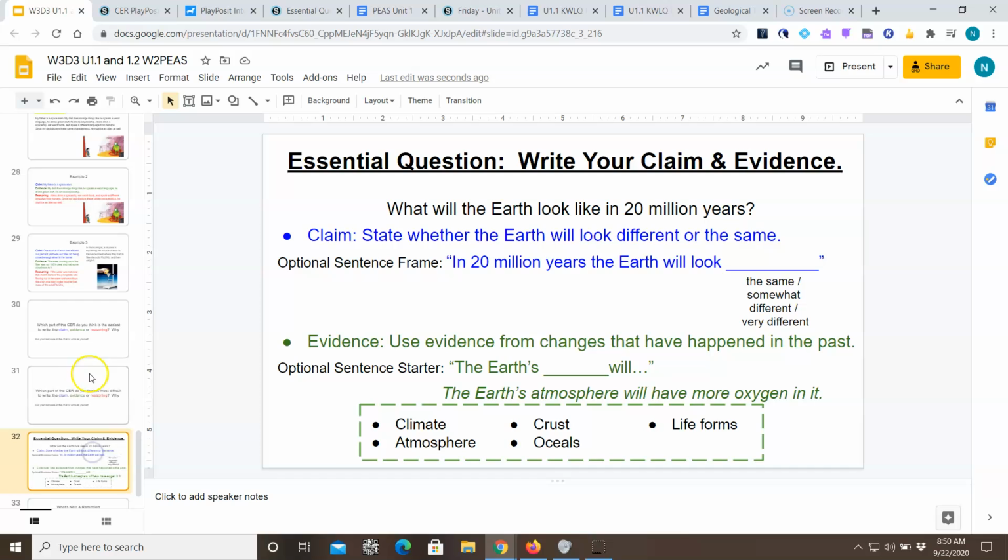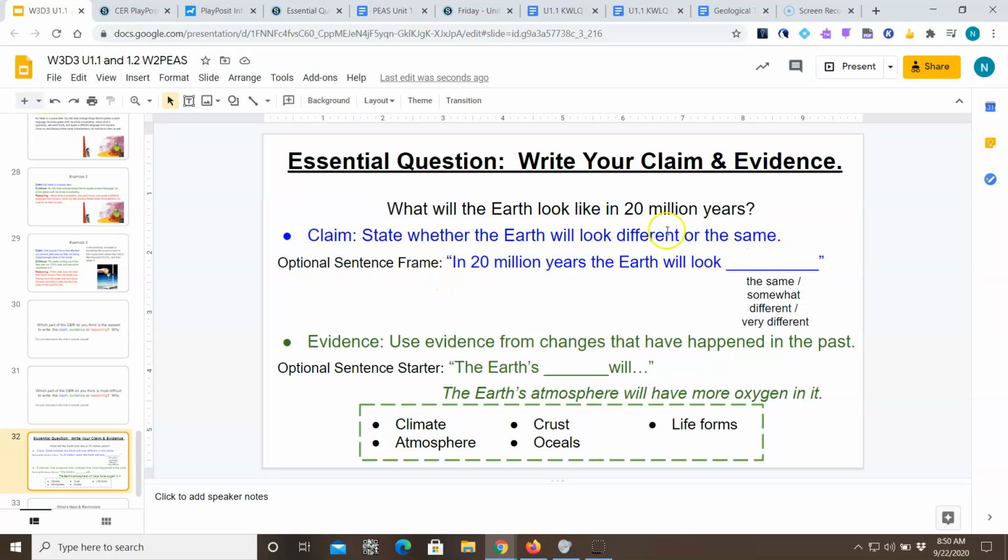Okay, so after we talked about claim, evidence, reasoning and identified those parts, what we went on to now was addressing our essential question. You have to write your answer to the essential question in a CER format. But as I said before, we're only going to focus on the claim and evidence part for today. So for the claim part, where it says state whether the Earth will look different or the same in 20 million years, right? Because the question is, what will the Earth look like in 20 million years? So your claim could be, in 20 million years, the Earth will look blank. Will it look the same, somewhat different, very different? You fill in here what you like.